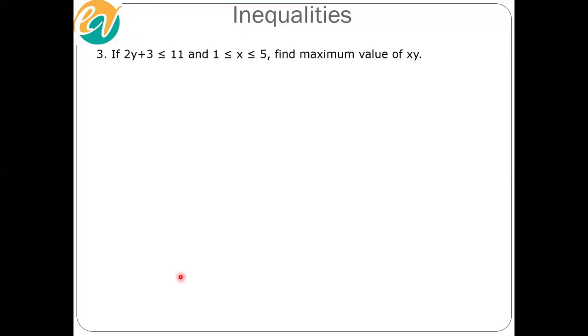Now, how do we do this? Maximum value of xy. Let's first solve these individual inequalities. 2y plus 3 is lesser than or equal to 11, so 2y is lesser than or equal to 8. Now what am I doing? Dividing both sides of the inequality by 2. Why can I do that? Because 2 is positive, so I know that the inequality sign will not change. So y is lesser than or equal to 4.